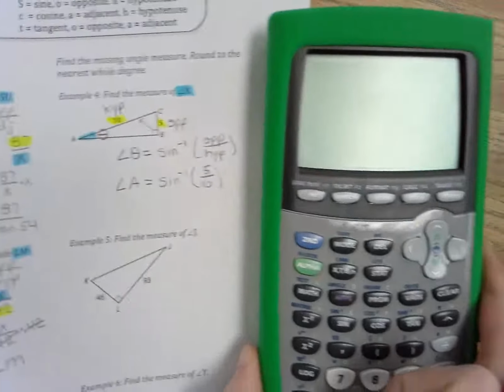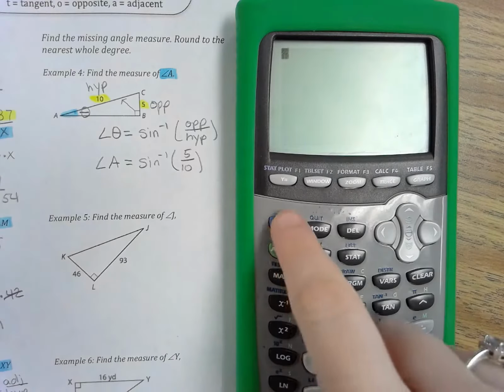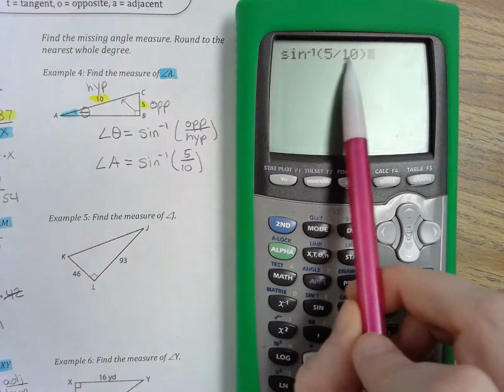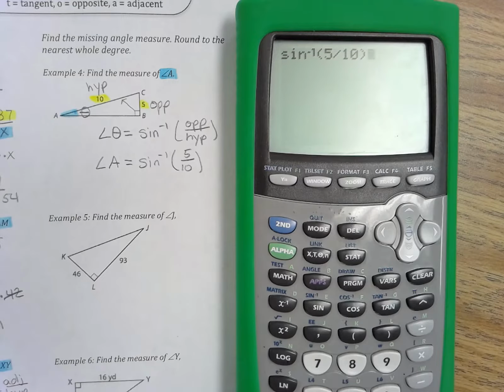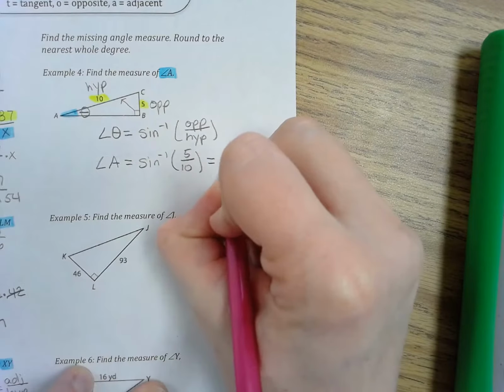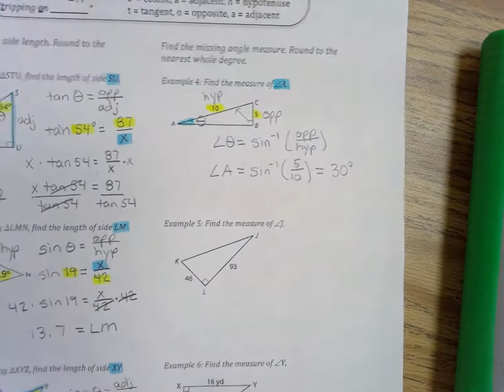Inverse sine, you'll have to press second, because if you'll notice, sine is in blue, just above the word sine is inverse sine. So press second sine, then do 5/10. Again, this will work as just division, or if you prefer, the alpha y equals to put in the fraction. When we do inverse sine of 5/10, we get 30, and that is an angle measure in degrees, so 30 degrees. Make sure you include the correct units.